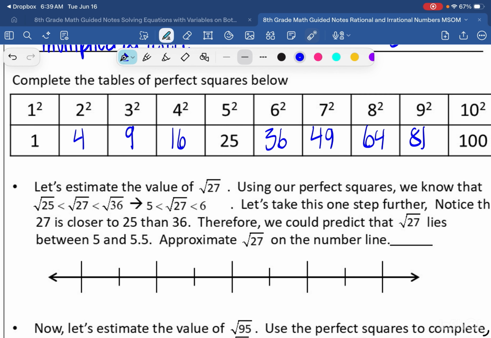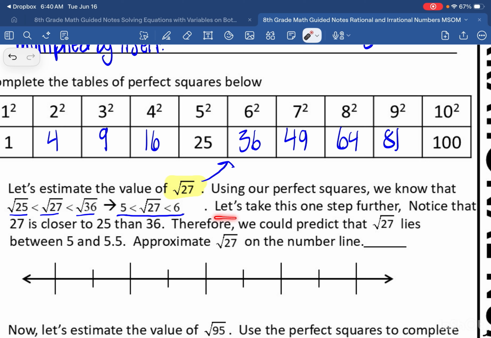Let's estimate the value of the square root of 27. Using our perfect squares, we know that the square root of 25 is less than the square root of 27, just because 25 is less than 27, and that is less than the square root of 36. So I'm trying to figure out where 27 falls between these two numbers right here. It falls between 25 and 36. So that means the square root of 27 is going to fall somewhere between 5 and 6. Let's take this one step further. Notice that 27 is closer to 25 than 36.